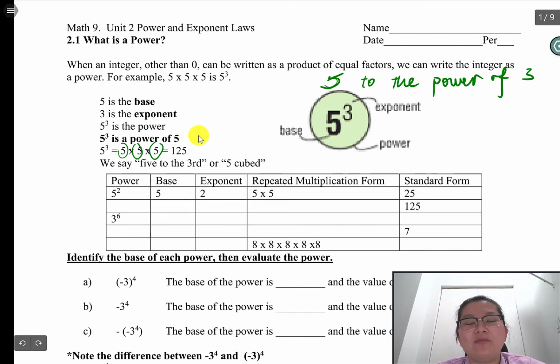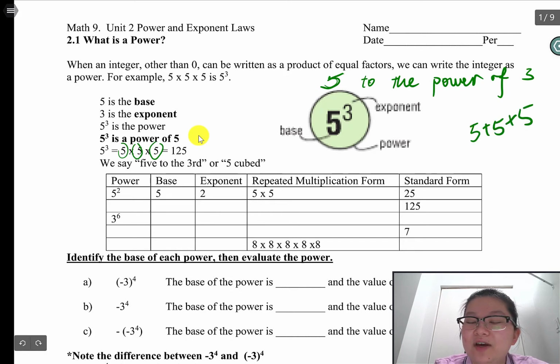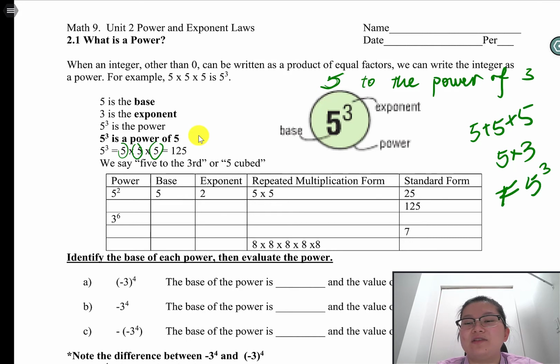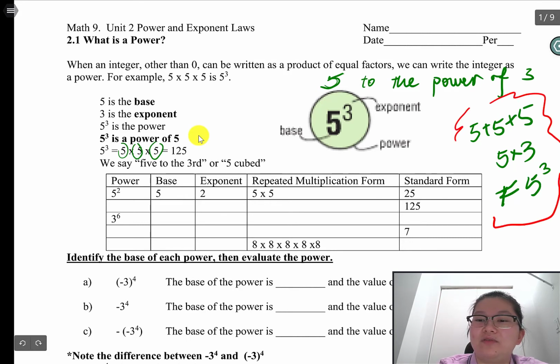Unlike multiplication, that would be 5 plus 5 plus 5. This is 5 times, oopsie, I should write 5 in front, 5 times 3. Okay, so this is not the same as 5 to the power of 3. So be very careful of that difference. Okay, I'm actually going to bubble this in red so people just remember that.